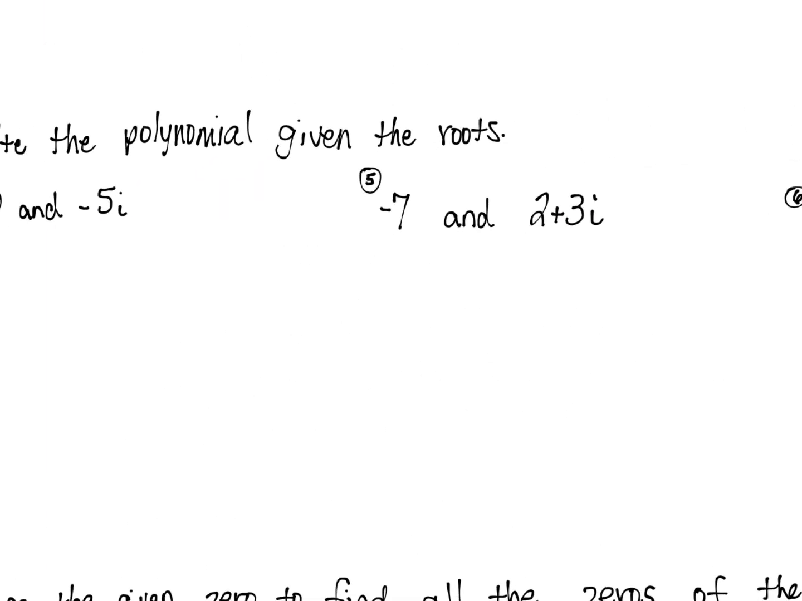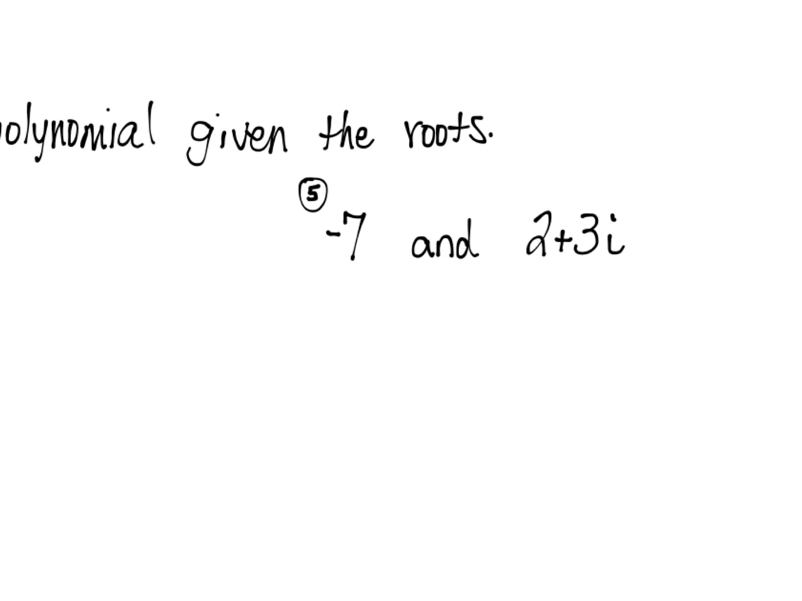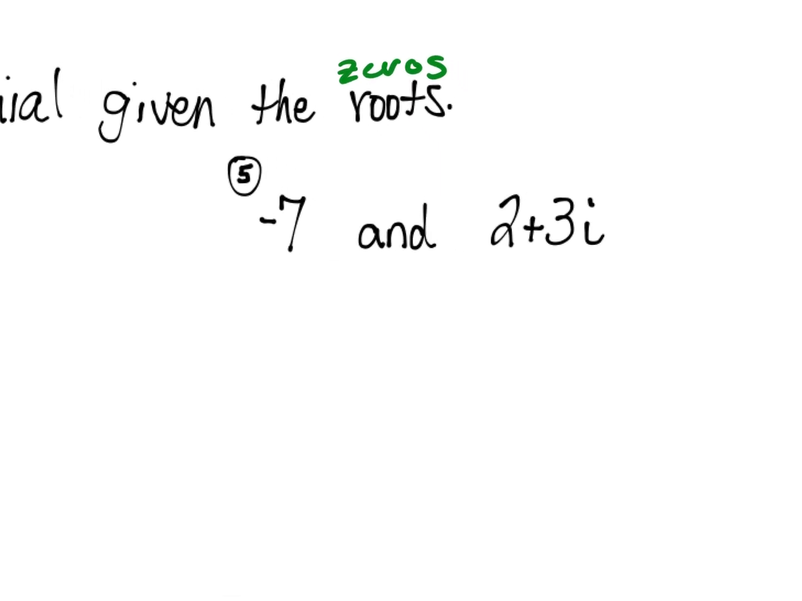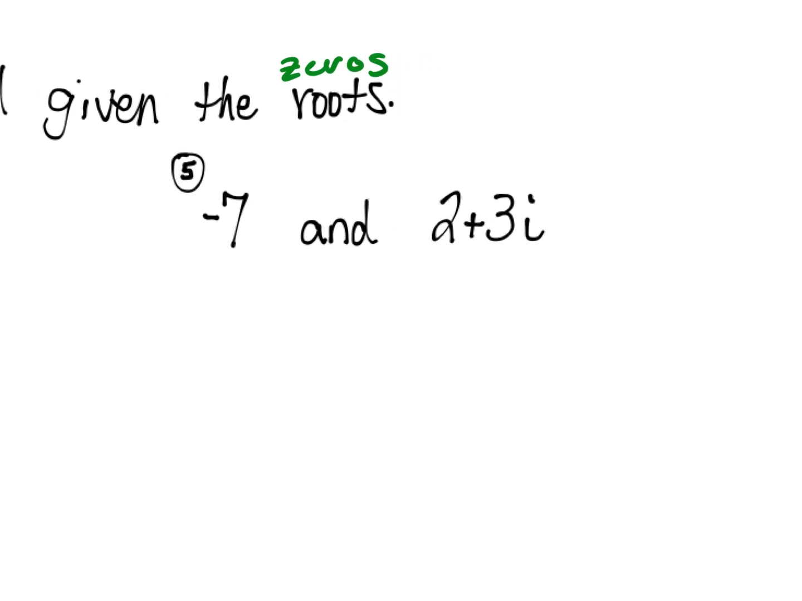So it says write the polynomial given the roots. So roots is the same thing as saying the zeros. We're doing the same thing here. So for number 5, I have negative 7 and 2 plus 3i. Am I missing any zeros here? What am I missing? The conjugate. So if I have an i I need its conjugate pair. So I also know that. What's the conjugate of 2 plus 3i? 2 minus 3i is a zero.